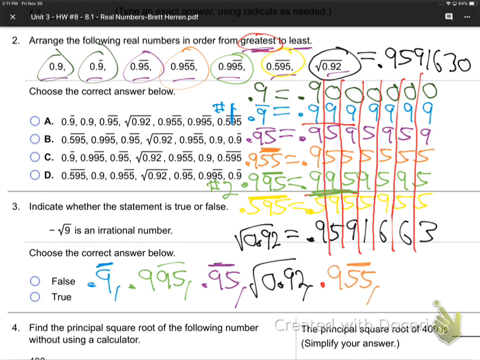0.955. Followed by the dark green one, which is 0.9 bar. This one. And finally, the yellow one. The yellow one's last. That's 0.595. So there they are from biggest to smallest.